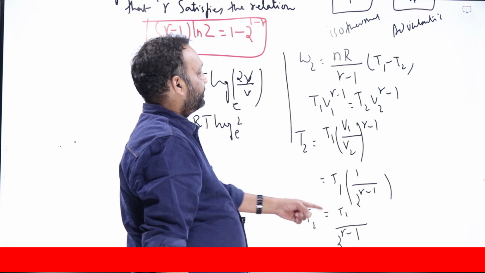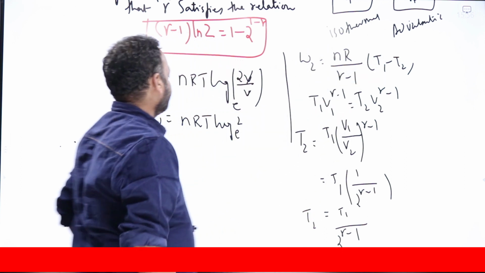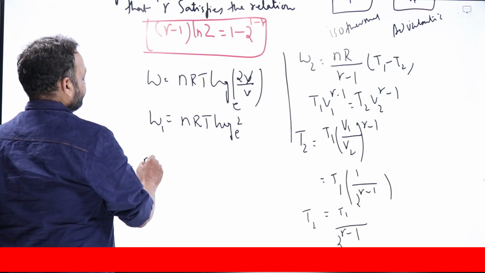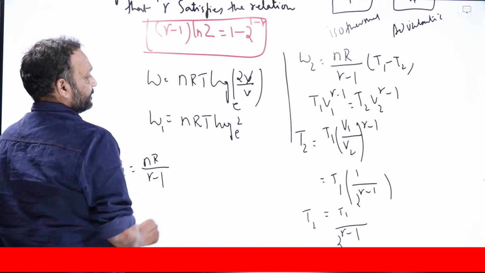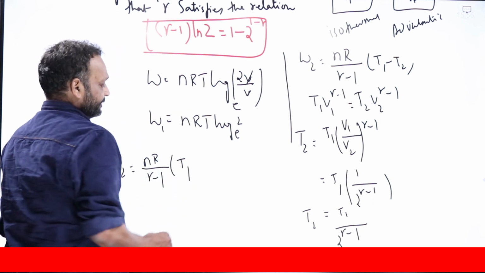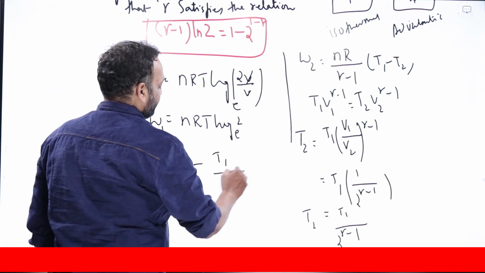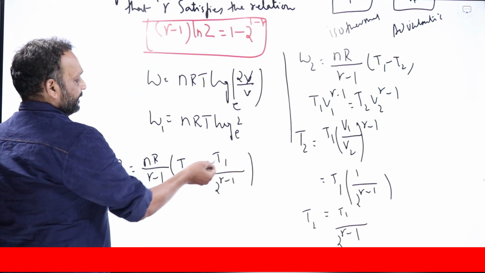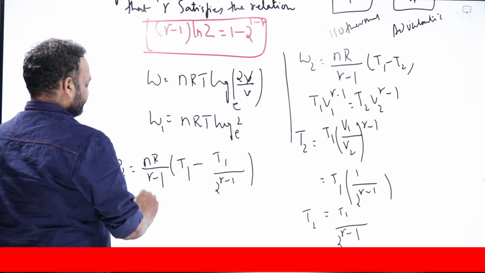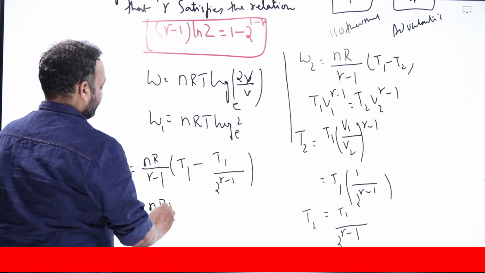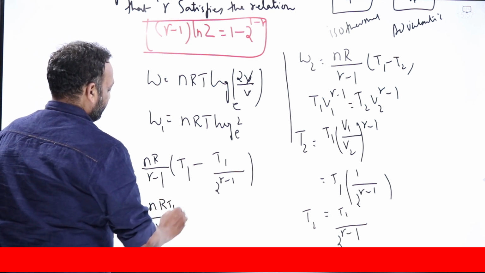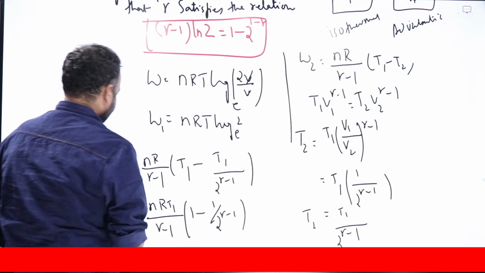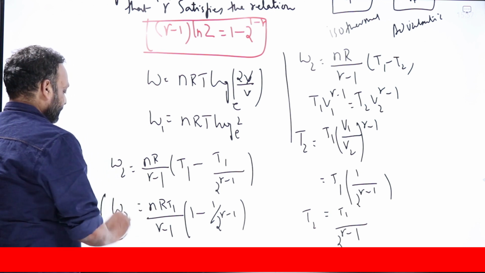Now, substitute this T2 value in this formula. So, W2 equal to, what do we get now? W2 equal to nR by gamma minus 1 into T1 minus, what is T2? T1 by 2 to the power gamma minus 1. Now we can take this T1 common. That is nR T1 by gamma minus 1 into 1 minus 1 by 2 to the power gamma minus 1. This is the work done in the adiabatic process.